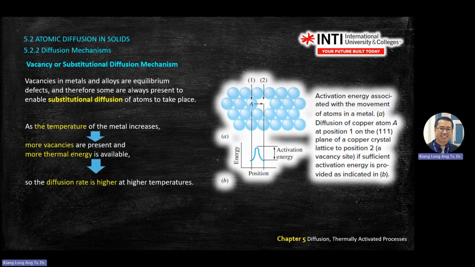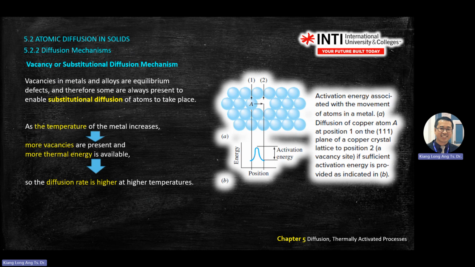Okay, this one is more on the material energy. You can see this is a perfect case where you have a perfect sphere and there is one vacancy there. So atom A wants to move from position 1 to position 2. From the graph of energy versus position, to move from 1 to 2, from the center of the sphere to the center of the vacancy, you need activation energy to jump from 1 to 2.